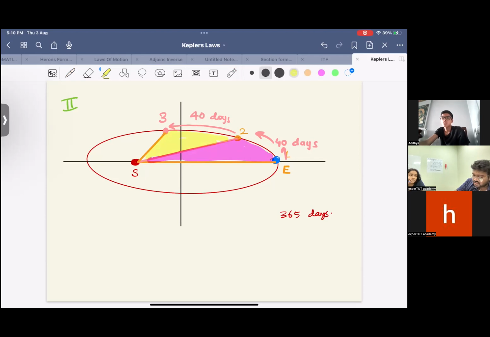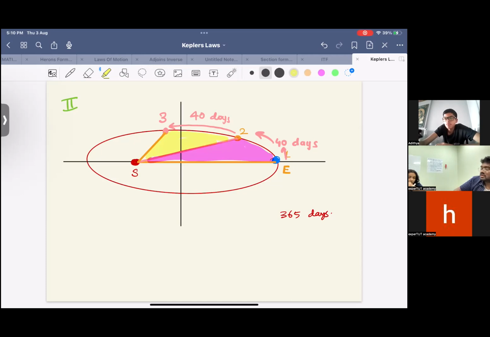So the second law says, the pink area is equal to the yellow area. Understood? The pink area is equal to the yellow area. What is same in both of them? Time. Understood? ठीक है? Have you understood this?